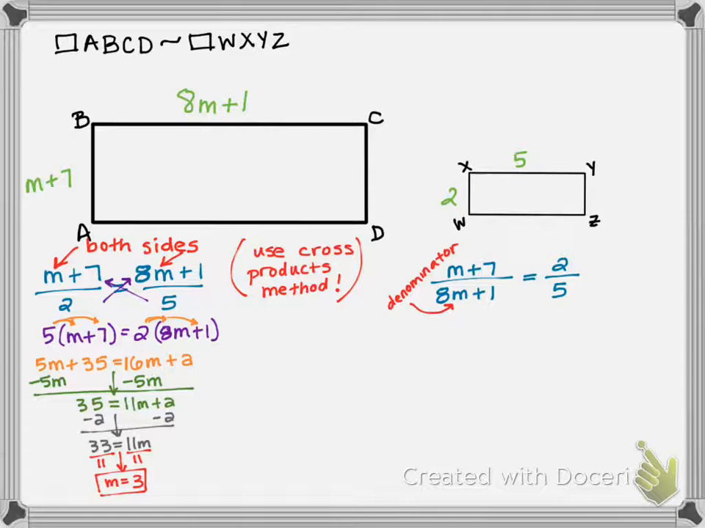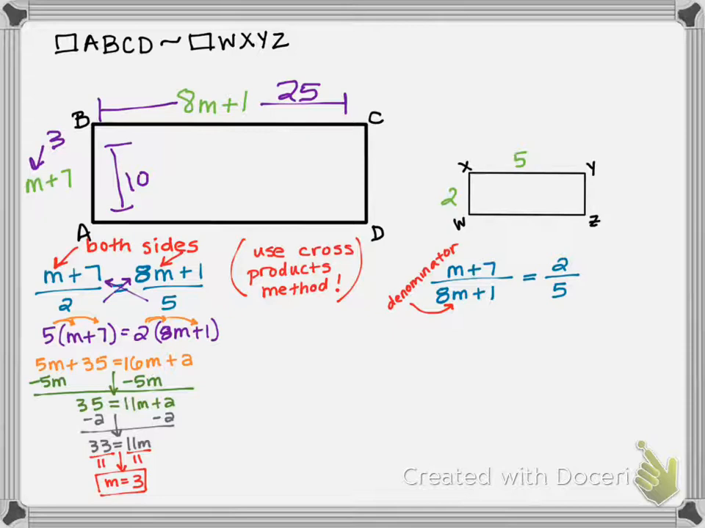Perhaps I didn't actually give a prompt here, but sometimes the prompt asks you to determine the side lengths, and then you could take that m and plug it back in. So here, 3 plus 7, this side length would be 10. And then on the upper end, 8 times 3 is 24 plus 1, this side length would be 25. So if they actually ask for the length, then I just plug in what I figured out my answer was.